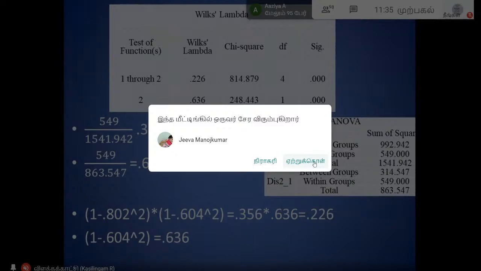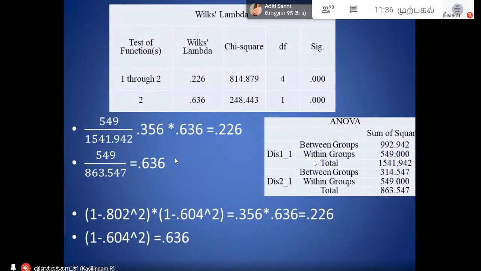So, how am I putting it? Which function is making that placement? Because I have two discriminant function scores. Based on that, I am creating one group, 3 or 2 like that. Okay, very good. So now, let us look at the chi-square value.